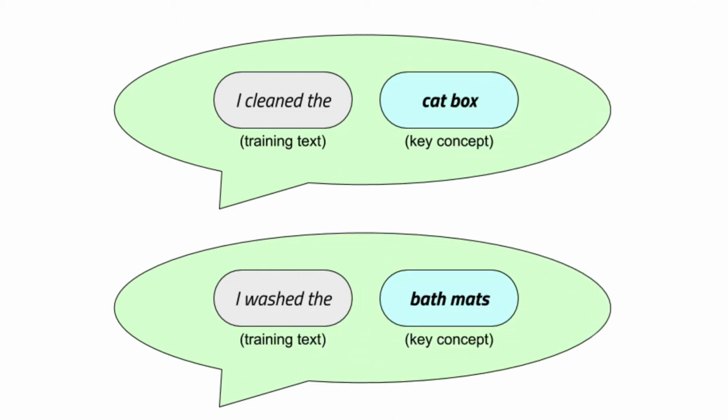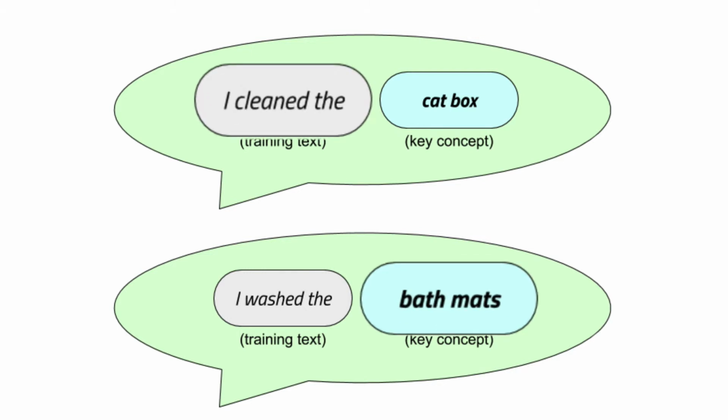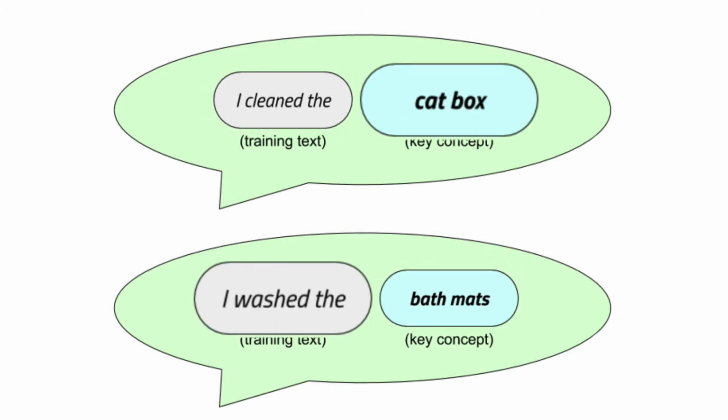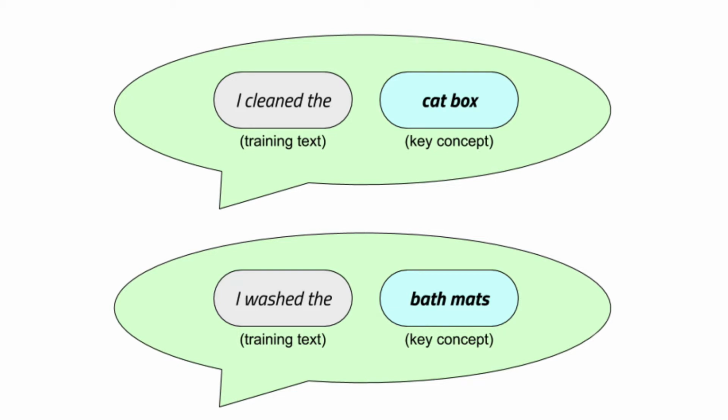For our bot, our interaction pattern is straightforward. I verbed the noun. In fact, the verb doesn't really even matter. The noun is the key concept that we're tracking. From these two phrases here, the agent would know to recognize I cleaned the bath mats or I washed the cat box, even though neither one of those was a given training phrase. By the way, it's interesting to note that cleaning versus washing the cat box might actually imply pretty different semantic meaning to a human than to our artificially intelligent agent.